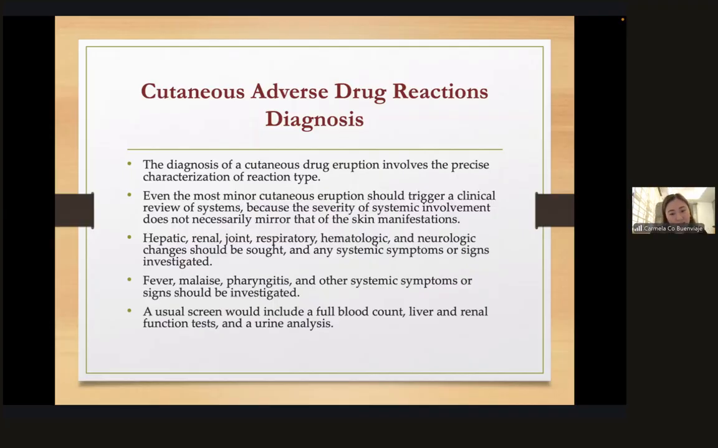So the usual screen, routinely for drug eruption patients, all drug eruption patients, we would do a full blood count or CBC, liver and renal function tests, and a urine analysis at the very least. But depending on your review of systems and PE, more lab tests may be required.